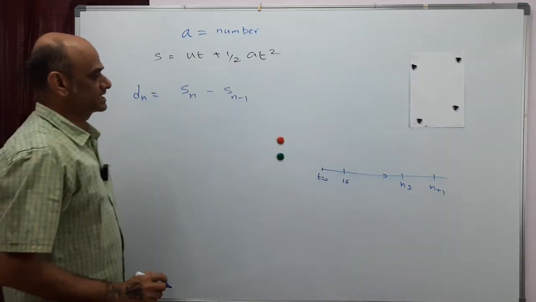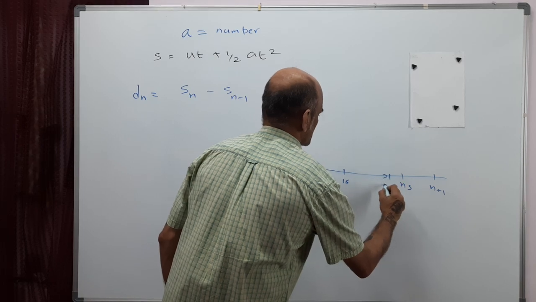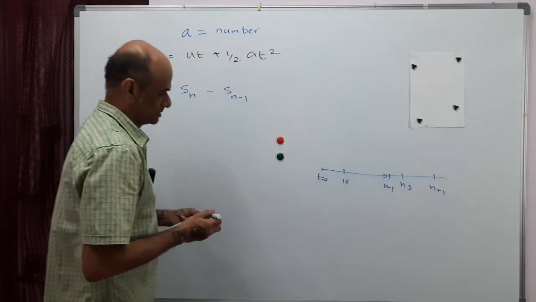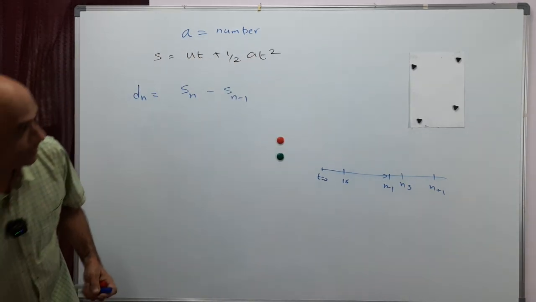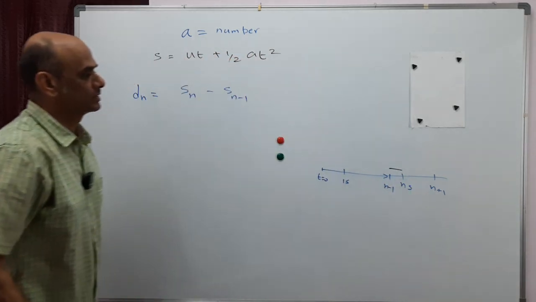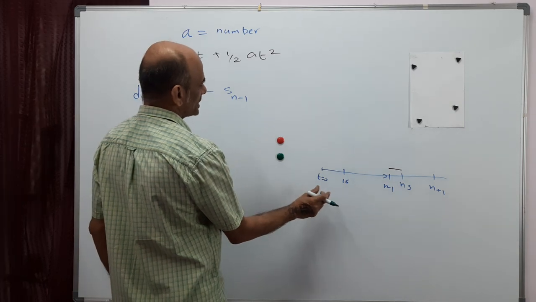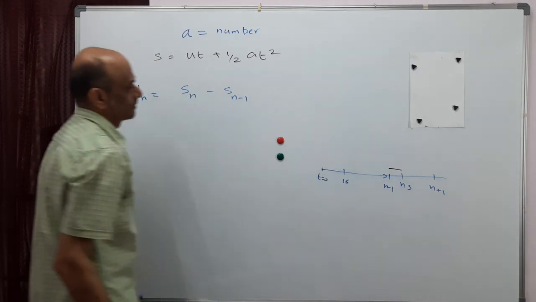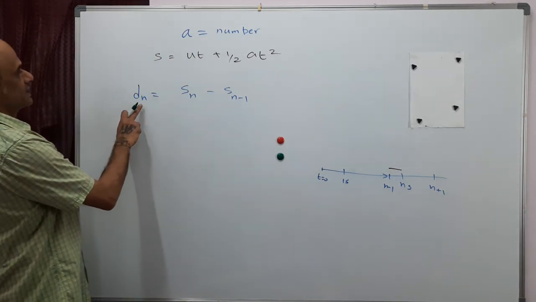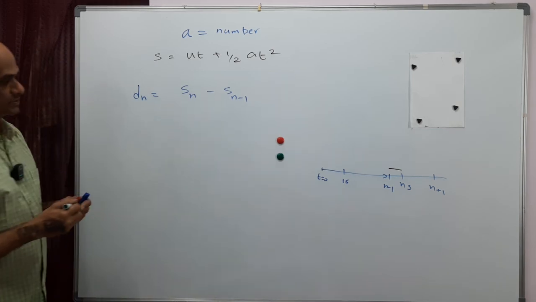So the first second is from 0 to 1. So here, say it's n minus 1 second. So the nth second is from t equal to n minus 1 to t equal to n, because the first second means the distance traveled between the interval t equal to 0 to t equal to 1. So that's why the distance traveled in the nth second is the distance traveled in n seconds minus the distance traveled in n minus 1 seconds.